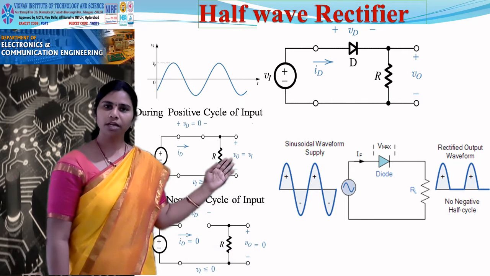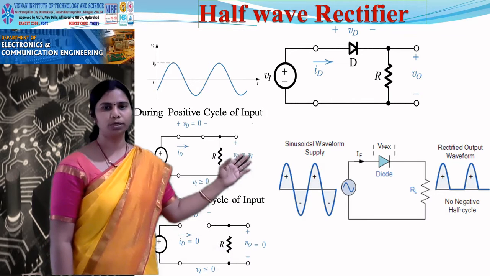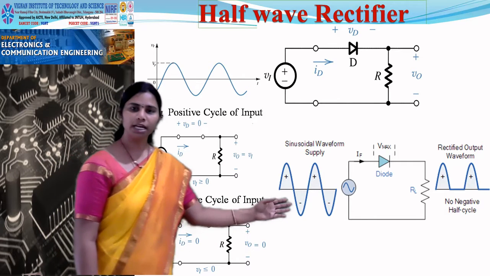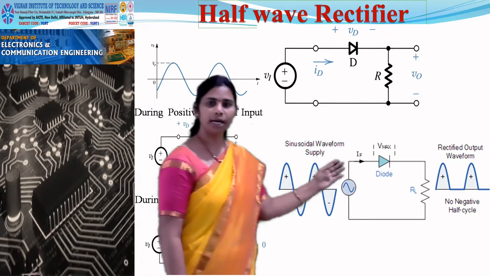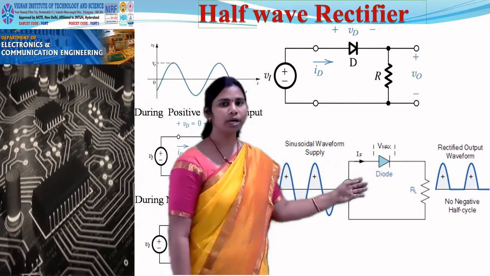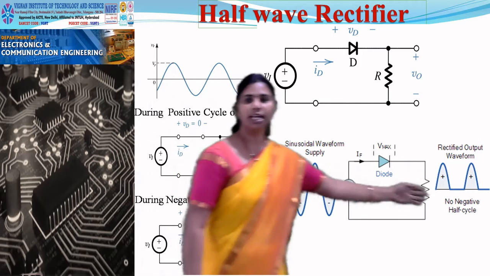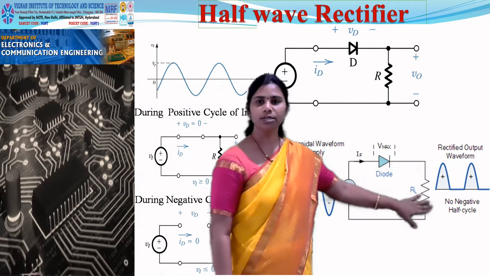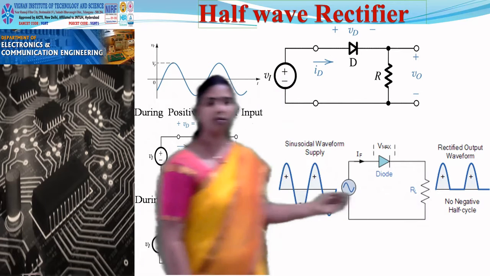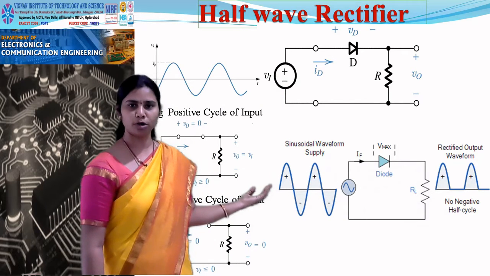For the positive half cycle, whatever input you have given, output is equal to input. But here, output equals 0. For the negative half cycle, your diode is open, making an open circuit. There will be no conduction through the device. So for the negative half cycle, there is no output. It is 0.